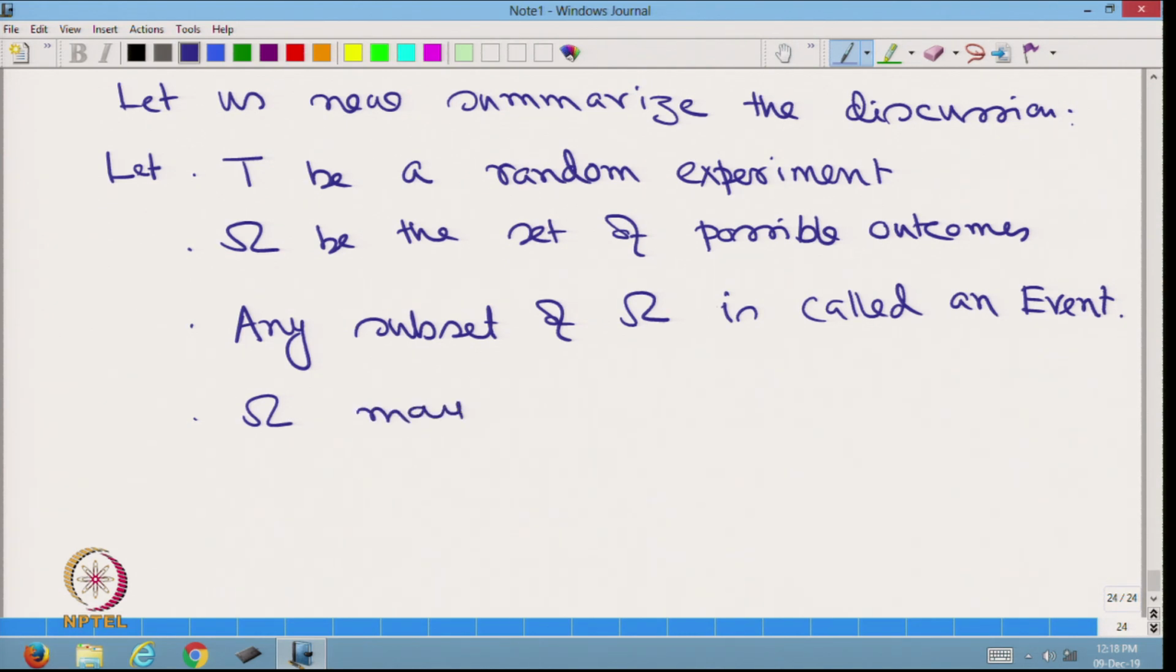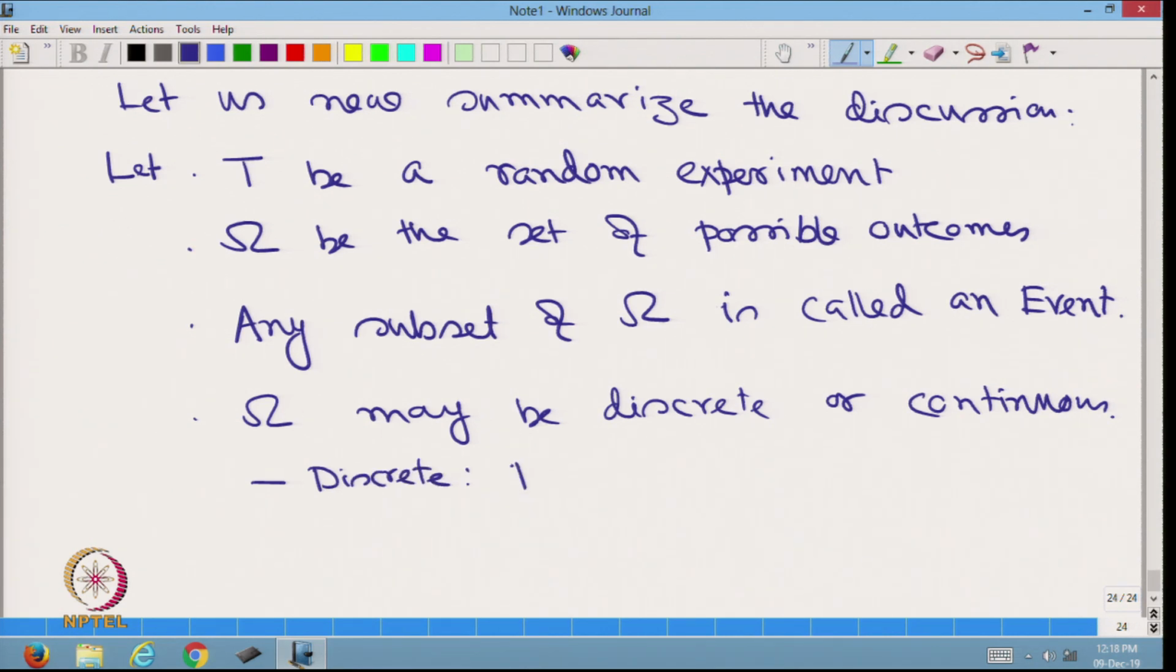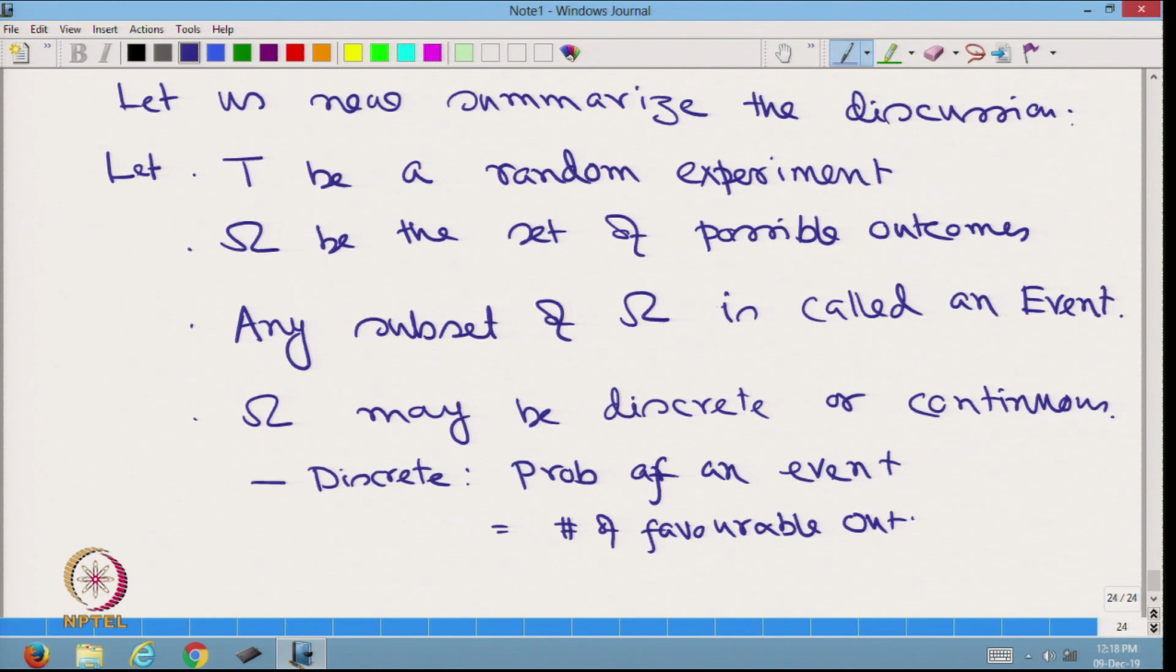Omega may be discrete or continuous. When discrete, probability of an event is equal to number of favorable outcomes divided by total number of outcomes.